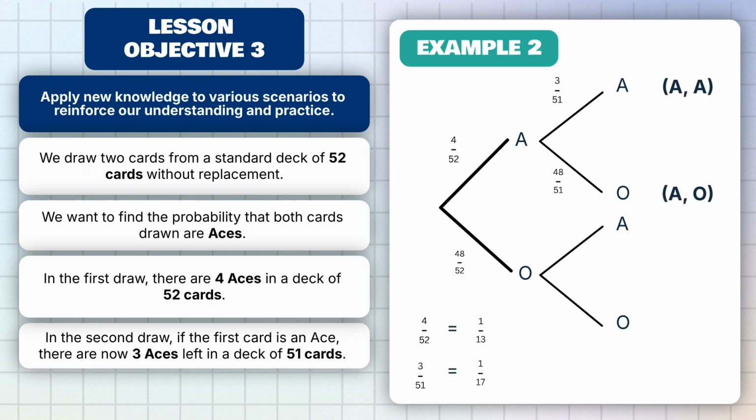If the first card was not an ace, the probability of drawing an ace on the second draw remains 4 out of 51. Following the branches of the probability tree diagram, the probability of drawing an ace on both draws is 1 over 13, times 1 over 17, equals 1 over 221.